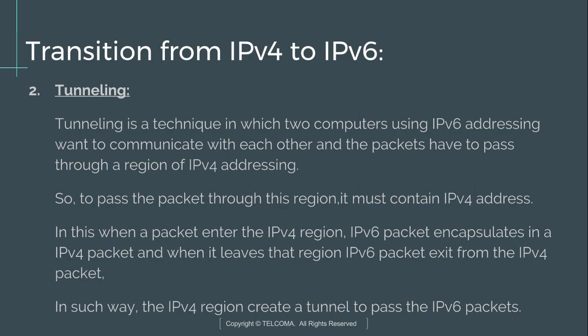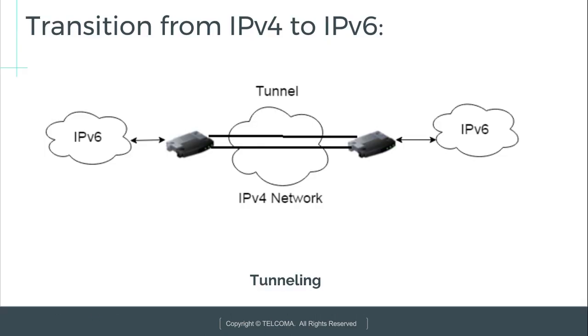When a packet enters the IPv4 region, the IPv6 packet is encapsulated in an IPv4 packet, and when it leaves that region, the IPv6 packet exits from the IPv4 packet. So the encapsulation of the IPv6 packet is done in an IPv4 packet. In this way, the IPv4 region creates a tunnel to pass the IPv6 packet, as shown in the example.